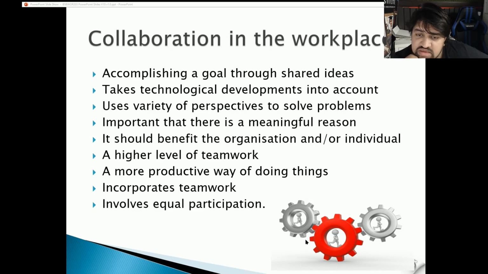A higher level of teamwork may need to be present for collaboration, and a more productive way to do things. So when we are collaborating it can be more productive, as in we can break up and break the tasks down so we can achieve the goals a bit faster, and we can incorporate teamwork and equal participation when we're collaborating in the workplace, so no team member feels like they're doing a bit more than the other and feels like they're pulling the weight of the team.